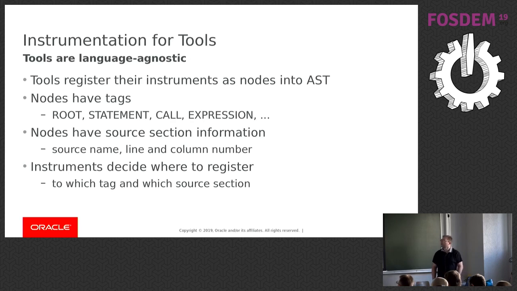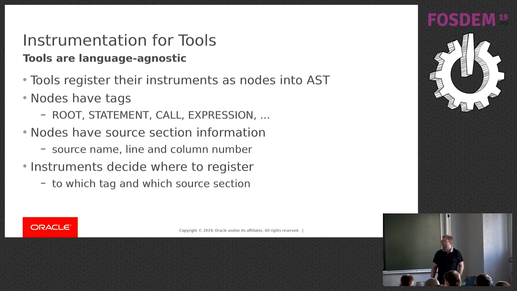And similarly for calls, for expressions, etc. So this is how tools find out what the node represents. Then the node has source section information associated: the source file it came from, and line and column number information. So again, when you're going to submit a breakpoint to some line in some source file, you find that from this node information. And this all is language agnostic.